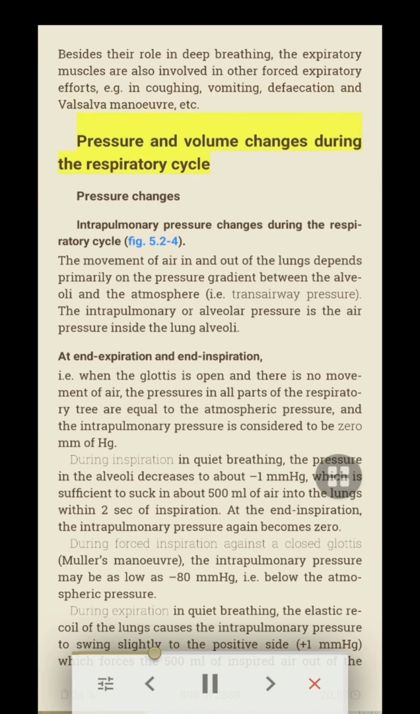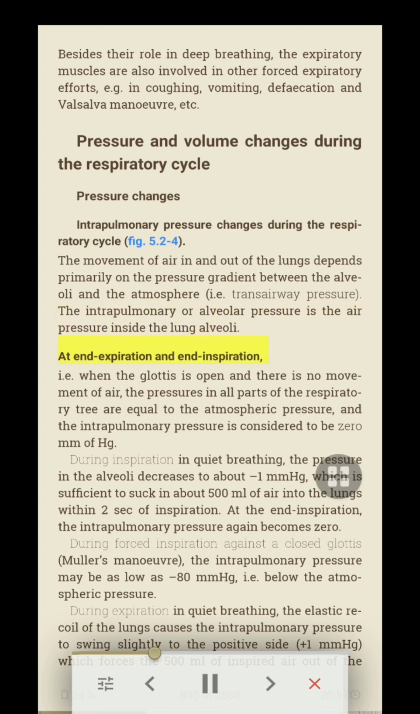Pressure and volume changes during the respiratory cycle. Pressure changes. Intrapulmonary pressure changes during the respiratory cycle, Fig. 5.2-4. The movement of air in and out of the lungs depends primarily on the pressure gradient between the alveoli and the atmosphere, i.e. transairway pressure. The intrapulmonary or alveolar pressure is the air pressure inside the lung alveoli.